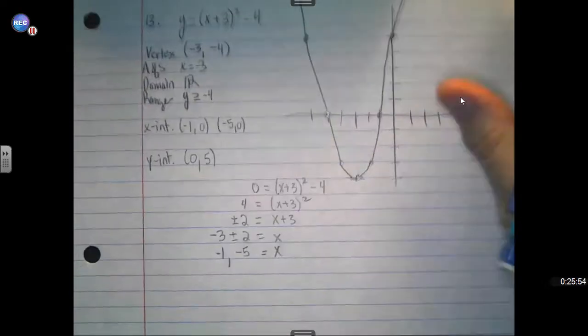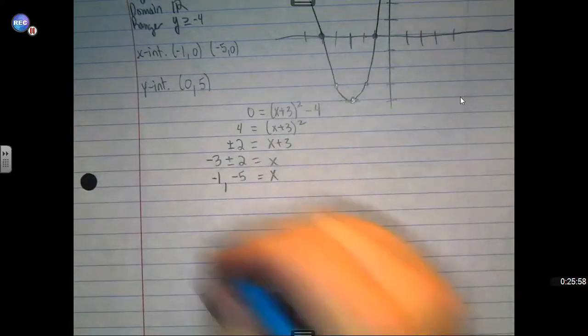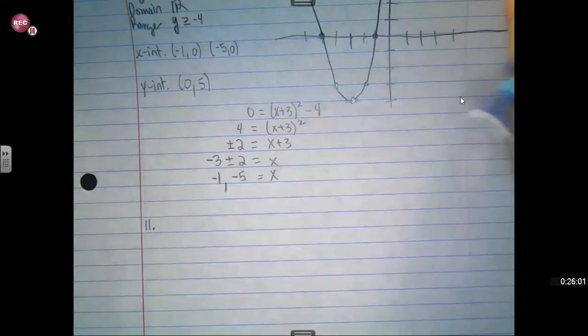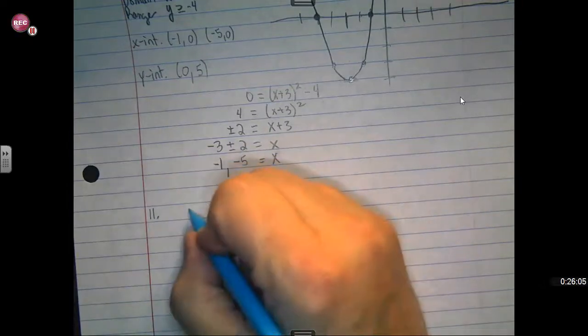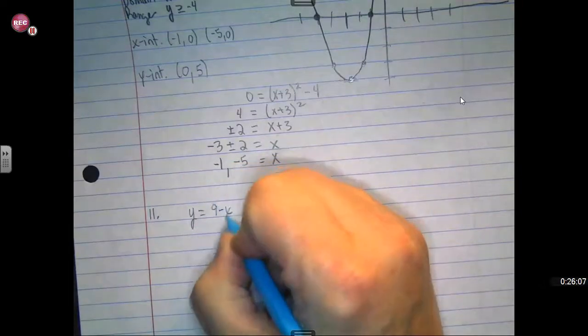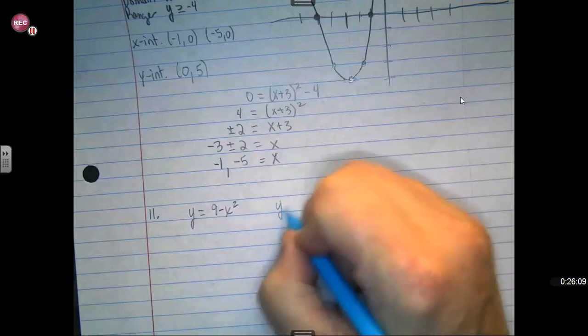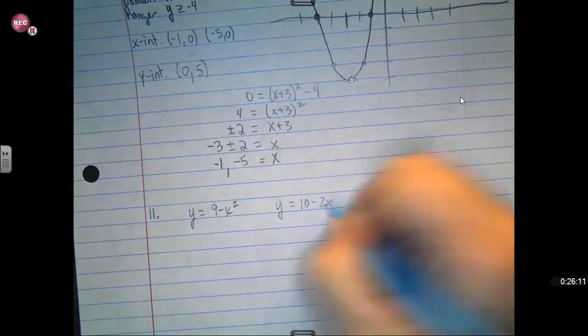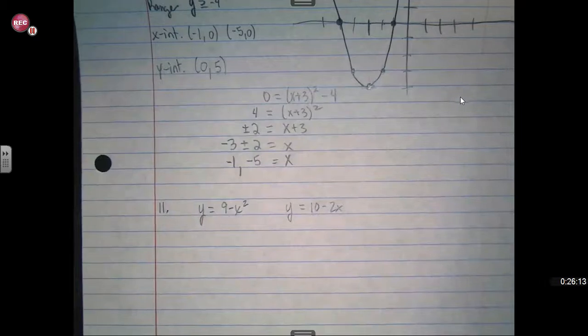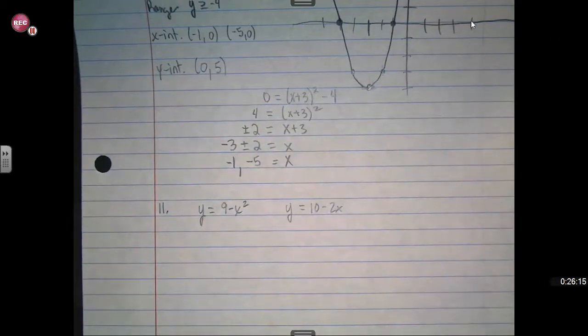That's everything, right? Okay. I just noticed when I was looking, I was so excited to get to graphing the parabolas, I skipped number 11. So I'm going to go back to that before I do number 14. If y equals 9 minus x squared and y equals 10 minus 2x, we're supposed to solve this for the points of intersection if there are any.